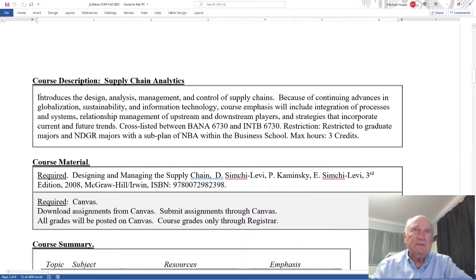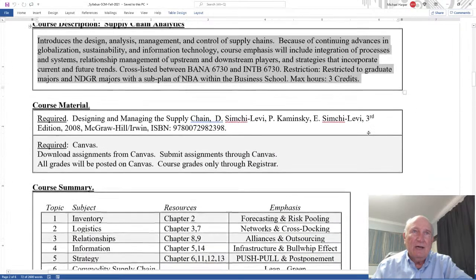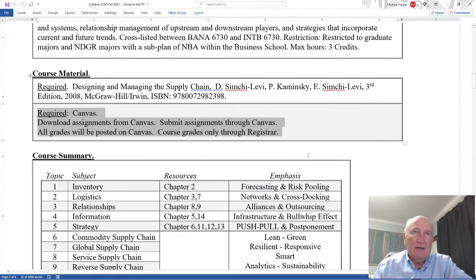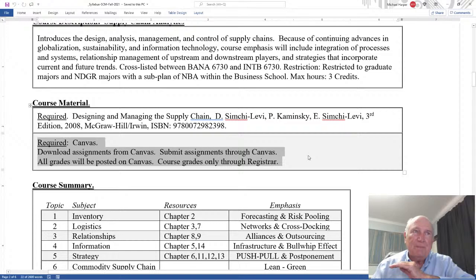First, this is the course description in the catalog. Here's the course material again, and Canvas is required. And now this is an in-class course. It's a lecture course, and everything is done online except for the exams. The exams, you have to be in person to take. The lectures are not Zoomed. The lectures are only in class, and that's all. But there will be video to support the lectures.